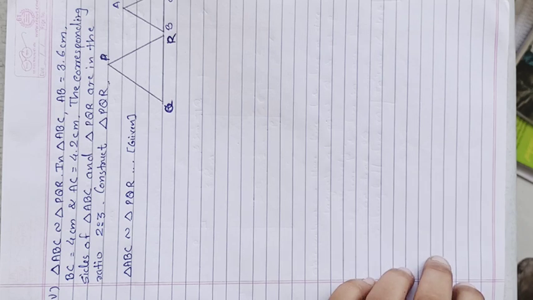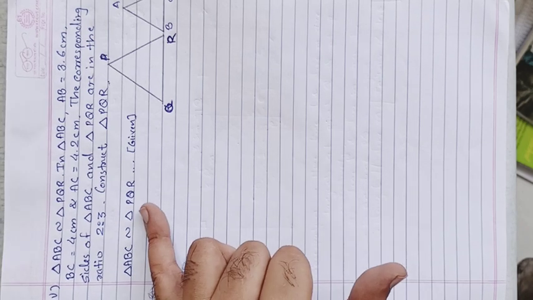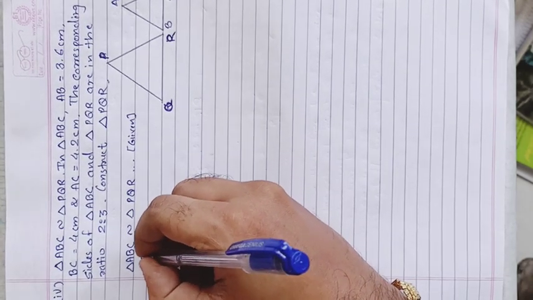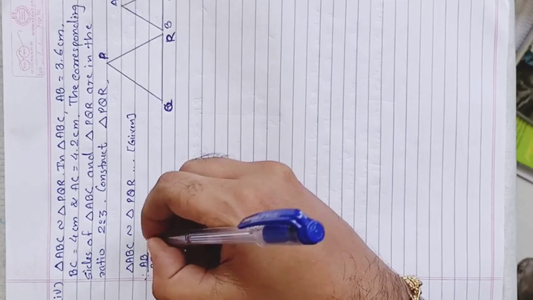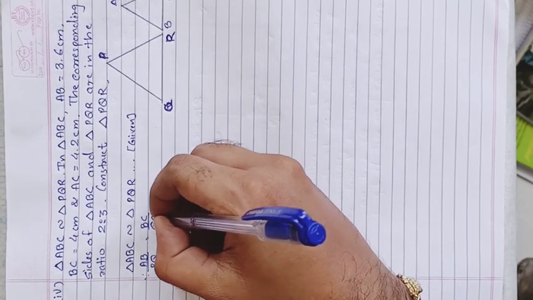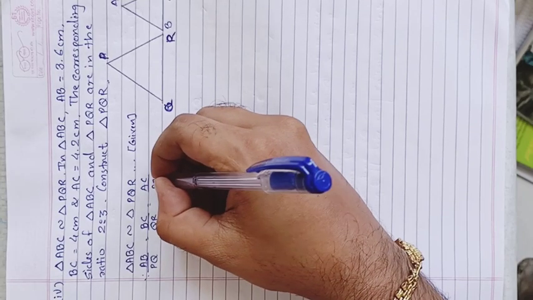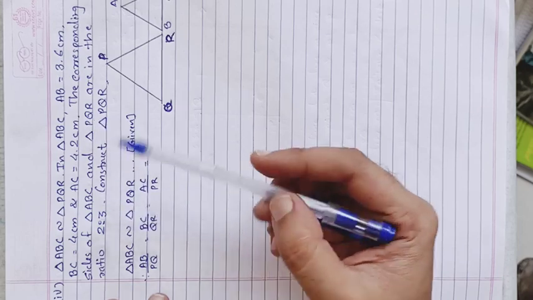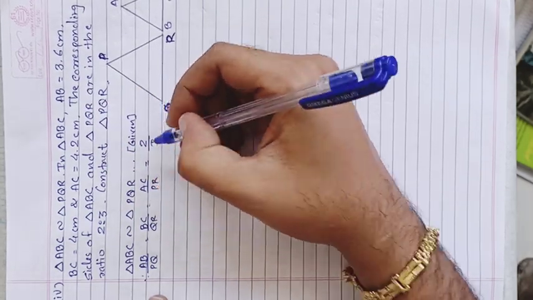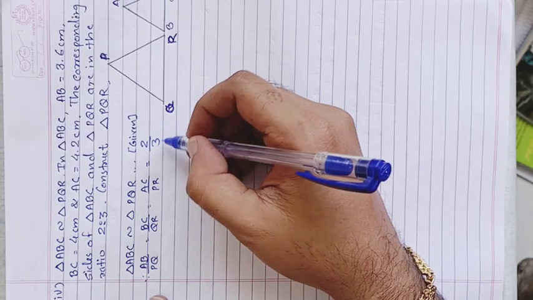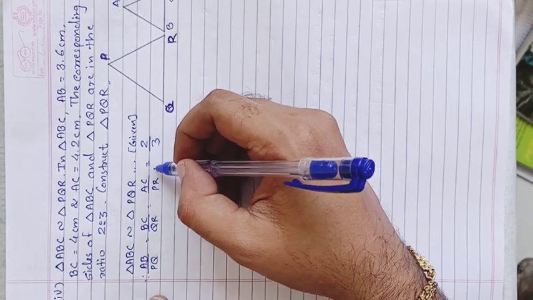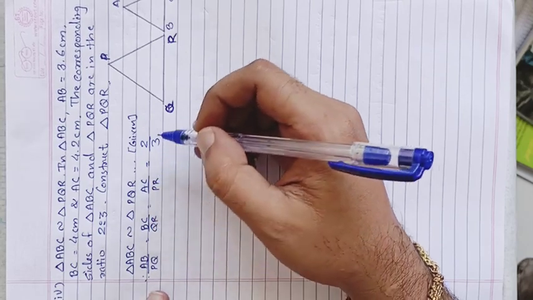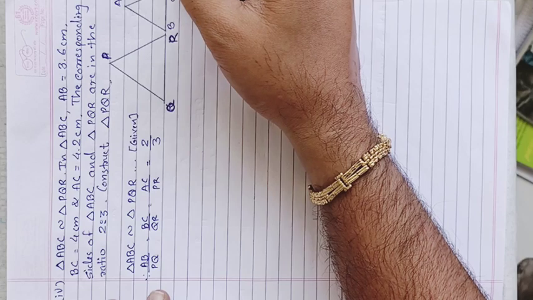Okay, so for that we should start with: triangle ABC and triangle PQR are similar, and therefore their corresponding sides are AB upon PQ equal to BC upon QR equal to AC upon PR, which is equal to the ratio they have told, ABC to PQR, 2/3. So we know that the numerator is smaller and the denominator is greater, and the denominator is in front of the sides of triangle PQR. So PQR is greater and ABC is smaller.